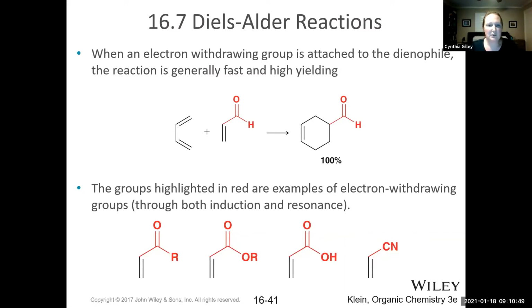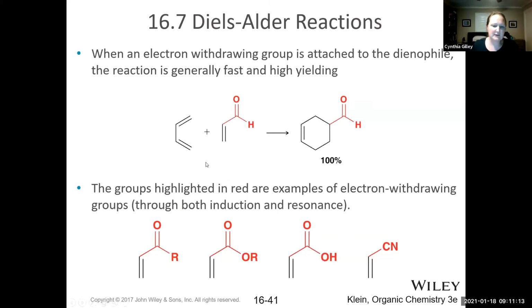For example, if we take the dienophile here, which is substituted with an aldehyde, which is an electron withdrawing group, then we can react these two together at a much lower temperature, leading to a fantastic quantitative yield of product.